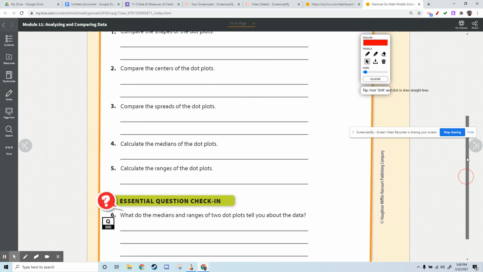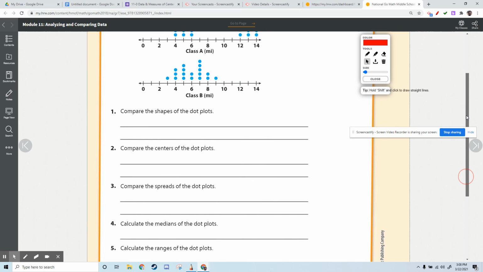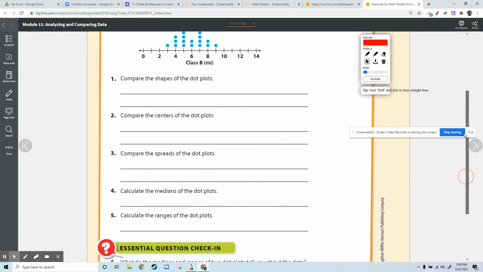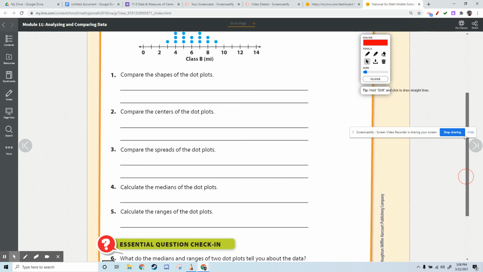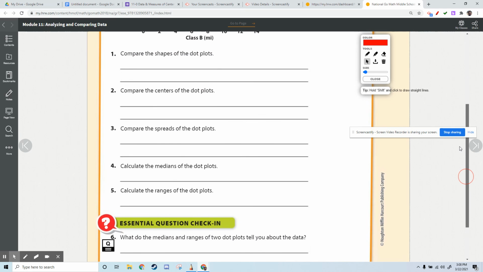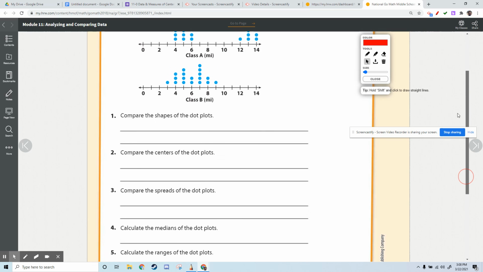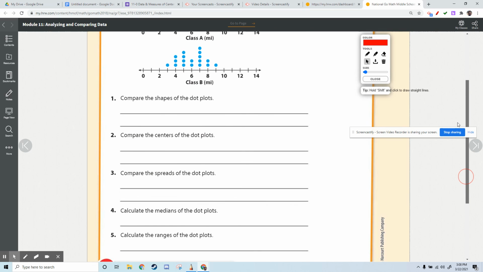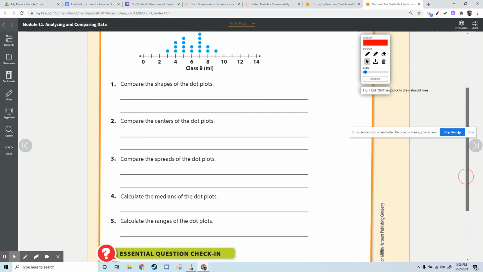Number 4, we need the median. And actually, we did number 5 already on number 3. We talked about the range when we talked about the spread. So the ranges. Calculate the medians and the ranges. We already did both of those. So number 2, I gave you the answer to number 4. And number 3, I gave you the answer to number 5.